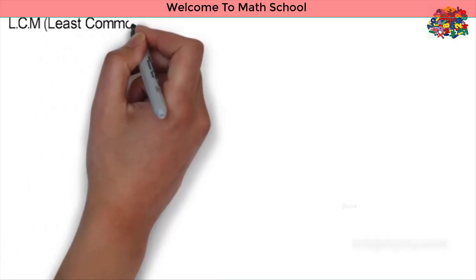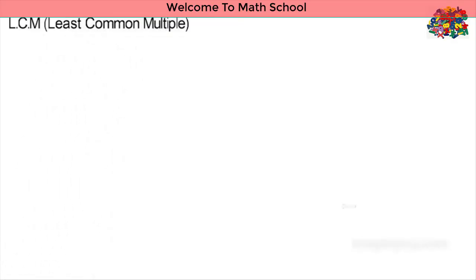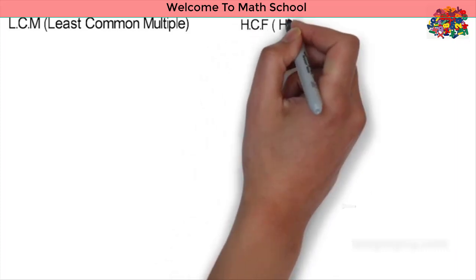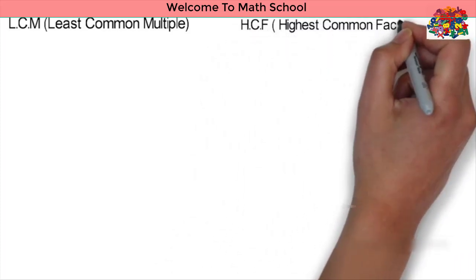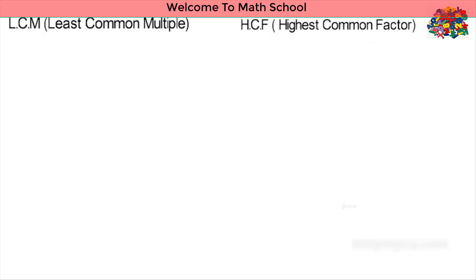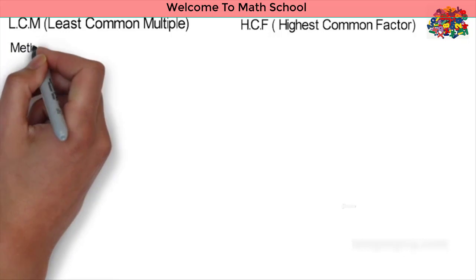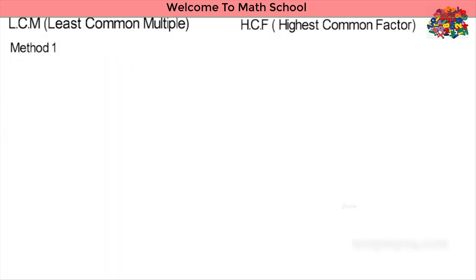Let us discuss the next topic, that is LCM and HCF. LCM means least common multiple. HCF is highest common factor. We can also call HCF GCD, which is nothing but greatest common divisor, and both are the same. Now, let's solve the first question.